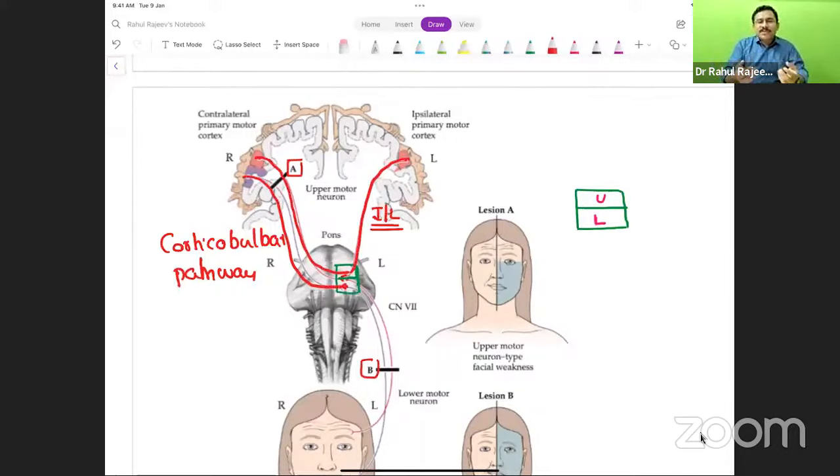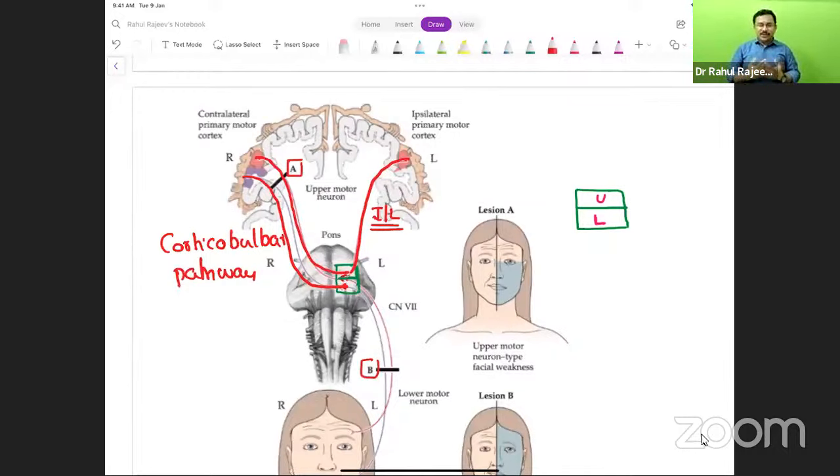But the lower part was entirely dependent on the other side. In a right-sided involvement, I'm not talking of a right UMN facial palsy. I'm talking of an involvement in the right side of the cortex. Right corticobulbar tract lesion. You tell me, will it be a left UMN facial palsy, left LMN facial palsy, right UMN facial palsy, or right LMN?